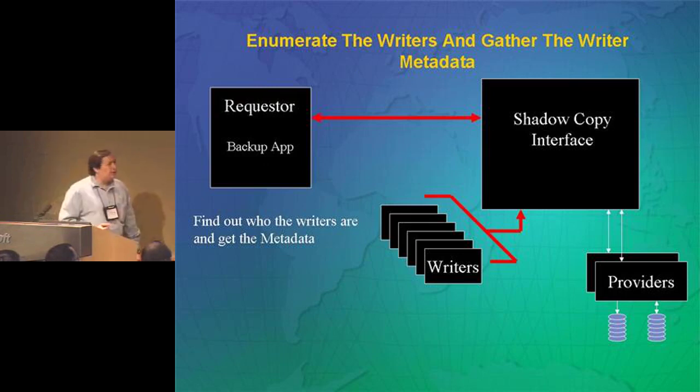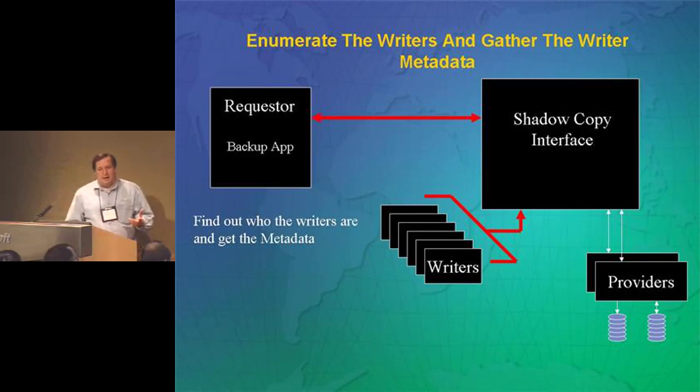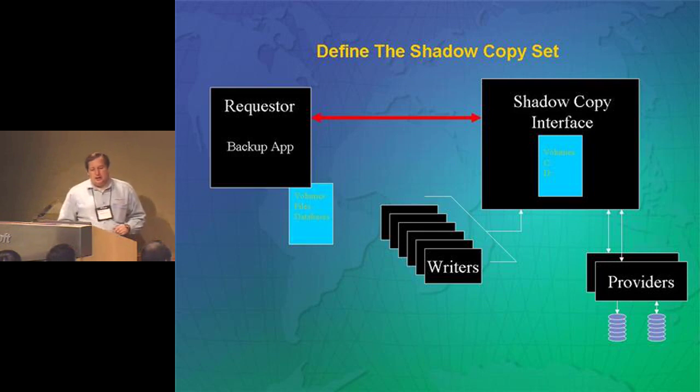Here's the process. Here's what we go through. The requester goes to the shadow copy interface and queries the writers. This is where he discovers what applications are running on this box that are snapshot aware: SQL, Exchange, services, Active Directory, Cert Server, DHCP, WINS. All of these things need to be backed up, and he queries it. He gets back metadata. The metadata is in an XML form, but it's completely abstracted through APIs.